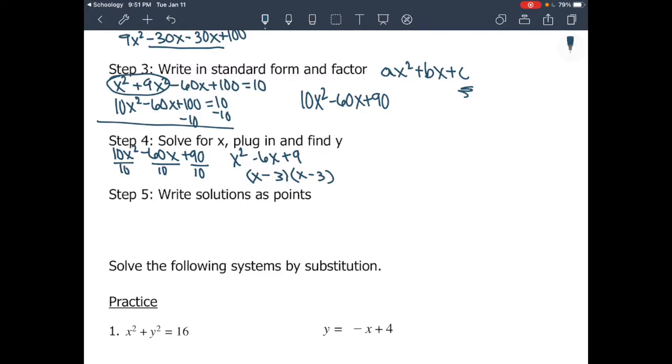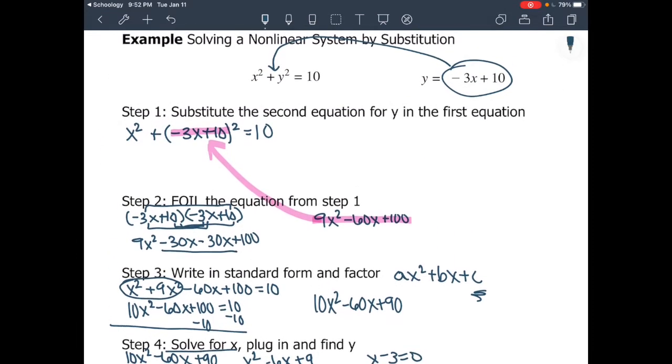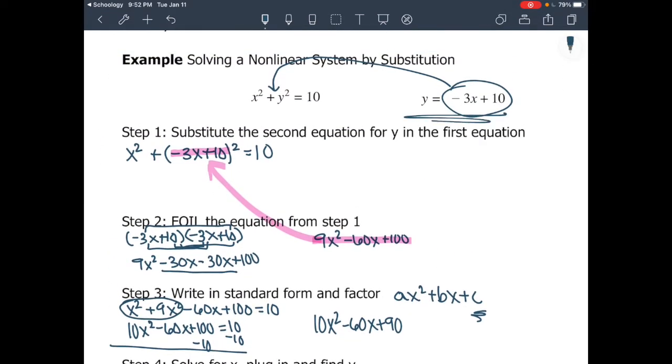So it says to solve for x, so we're going to say x minus 3 equals 0, and then add 3 to both sides. So x is 3. And since both of them are going to be 3, I'm going to just leave it. And then it says, and find y. So now that I have x, I can go back into the beginning and plug it into one of my equations to find y. I think the second one's easier, but that's up to you what you want to do.